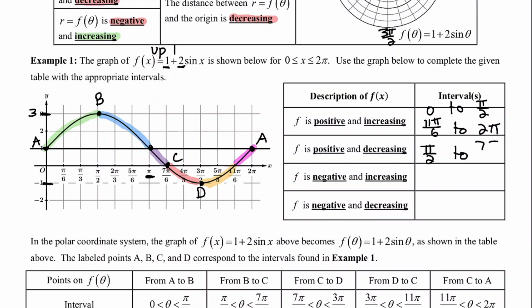That's when it starts to become negative. It's negative and increasing between 3 pi over 2 to 11 pi over 6. And then it's negative and decreasing between C and D at 7 pi over 6 to 3 pi over 2.